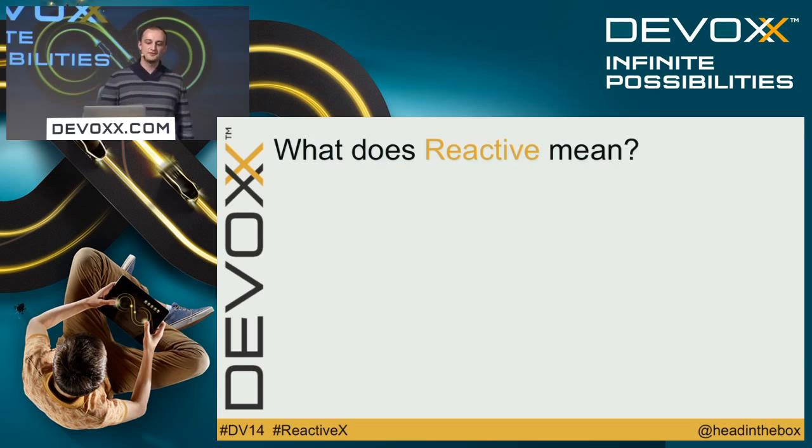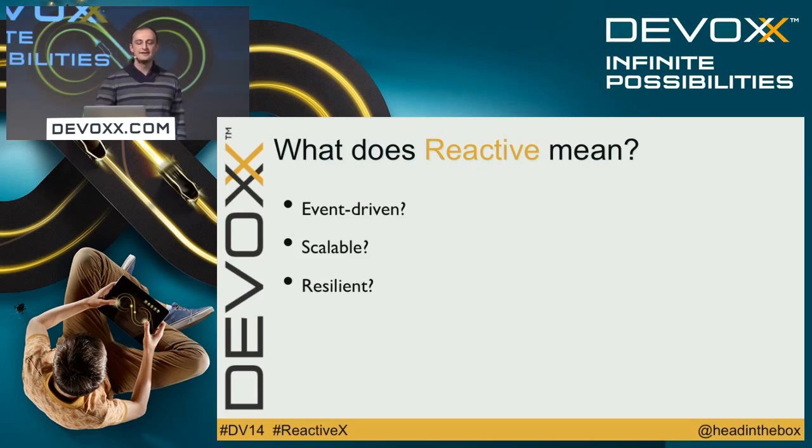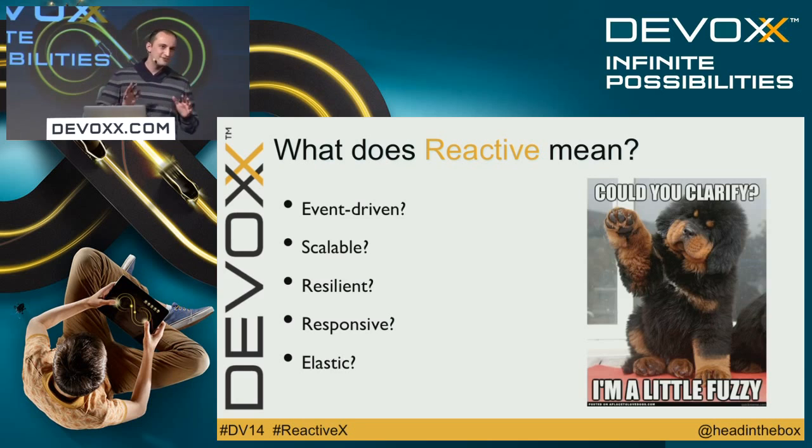So let's ask ourselves the question, what does reactive really mean? We ask the internet. So we browse, we Google, and we find very general terms describing reactive: event-driven, scalable, resilient, responsive, and even elastic. I'm not even sure what elastic really means, and these are all terms that I, as a developer, am not really sure what I must do with. They don't really clarify the concept of reactive for me.